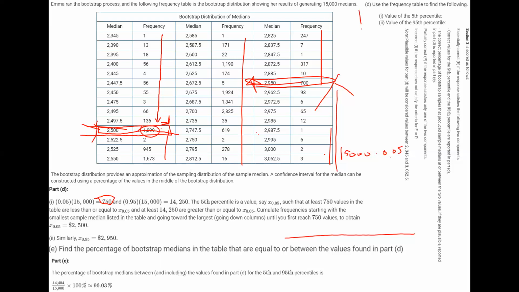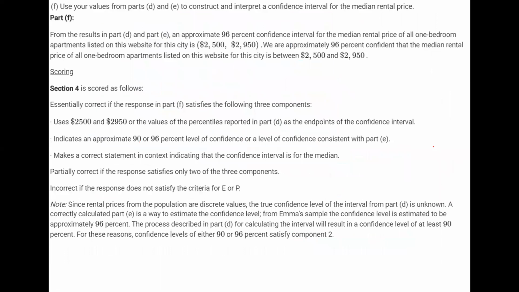And then out of 1,500, right? Because that's a total. Basically, they are asking what's happening in this middle when this was a 2,500 and this is 2,950. So that's what they were asking, and it was about 96.03%, which leads to the next question, right? Use your values from parts D and E to construct a confidence interval for the median rental price.